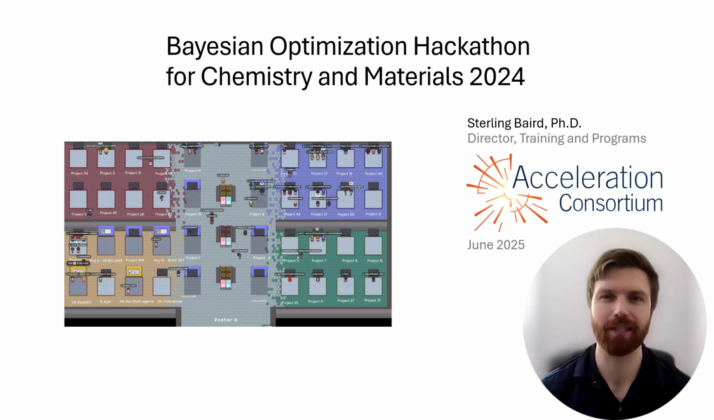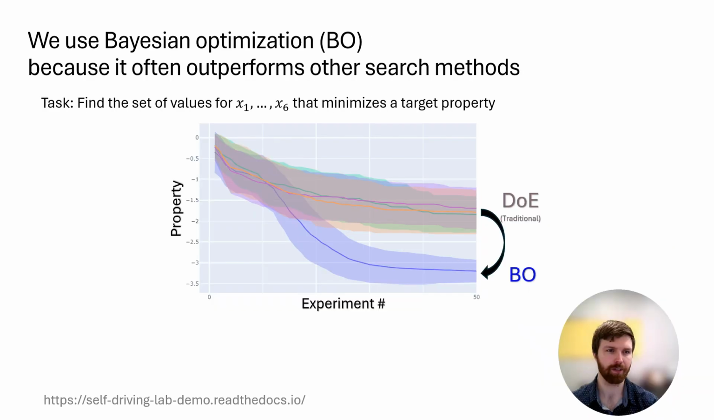So first, I want to set the stage a little bit talking about Bayesian optimization. Bayesian optimization, if you're not familiar with it, is a technique for tuning parameters to reach some objective, and it's a method that often outperforms other search methods like traditional design of experiments. So that could be standard grid search or searching randomly or some quasi-random methods. Maybe you've heard of Latin hypercube sampling or of Sobol sampling.